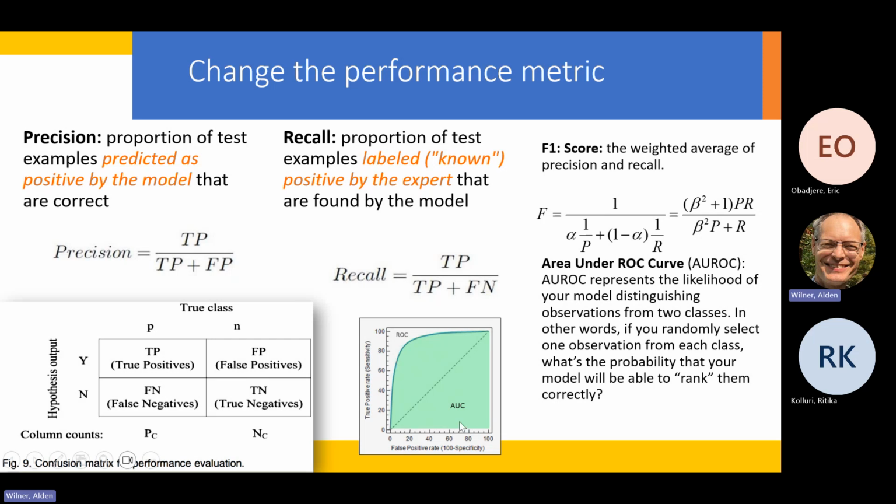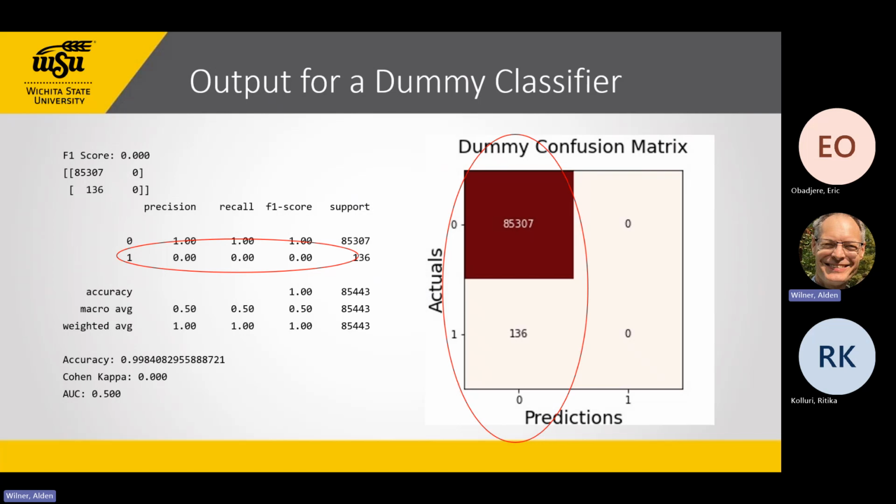Okay. So if we have a dummy classifier that says no fraud in every case, we can see that for case 0, our precision is 1, our recall is 1, our F score is 1. For case 1, where we know our actual is down here, if we predict 0, we get a precision, recall, and F1 score of 0, right? So it's very poor on the minority case. Our accuracy is 99.8%, but our area under the curve is only 50%. So that's flipping a coin, right?